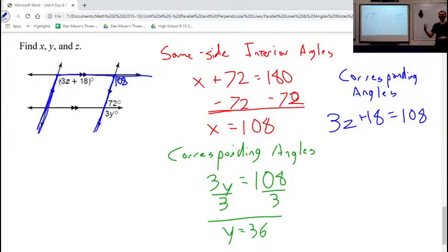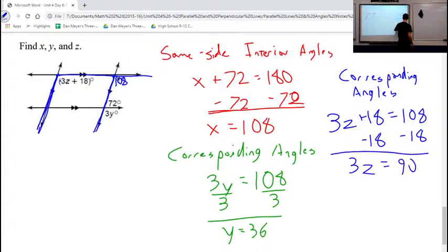So once again, we picked out what kind of angles we had, used that to build our equation. Since we knew they were congruent, we're going to make them equal. Let's solve. Subtract. That's 90. And so if we divide by 3, a third of 90 is going to be 30. Questions on that?